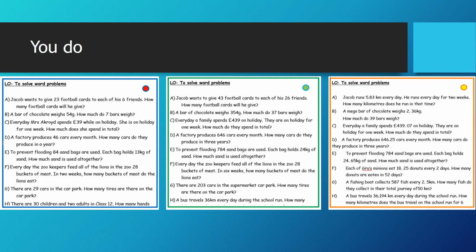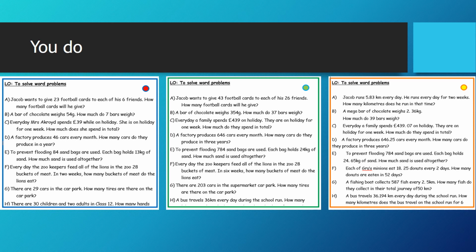Okay. Green group. Jacob wants to give 43 football cards to each of his 26 friends. How many football cards will he give? Okay, so that one is 43 times 26.